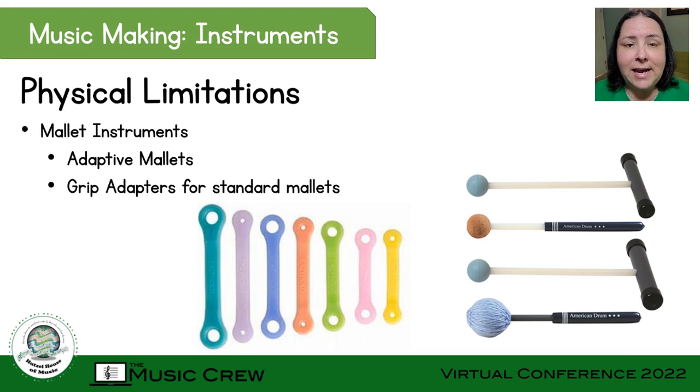If you're looking at xylophones and other similar Orff-style instruments, you can get adaptive mallets, such as these from American Drum, or grip adapters that you can attach to the mallets that you already have. Those create kind of a loop around the handles that makes it easier for students to keep the mallet in their hand.